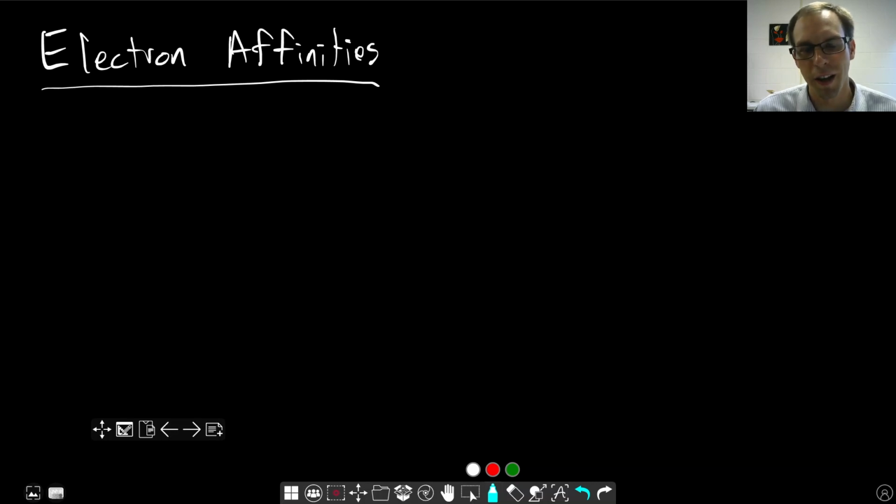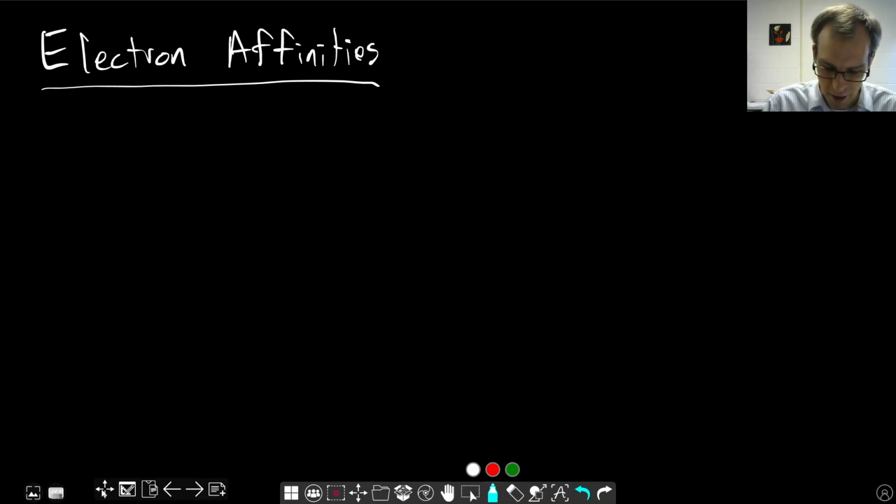The last topic we'll be looking at here in Chapter 7 is the idea of electron affinities and what trends we see in it across the periodic table. So again, we're going to define this. So we'll use our generic atom M that's not an actual element. But the electron affinity is, again, defined in the gas phase.